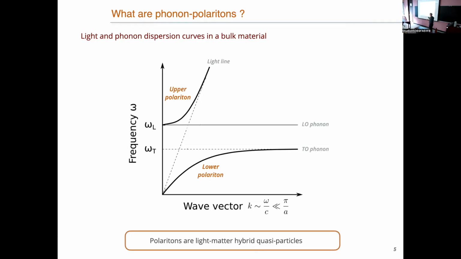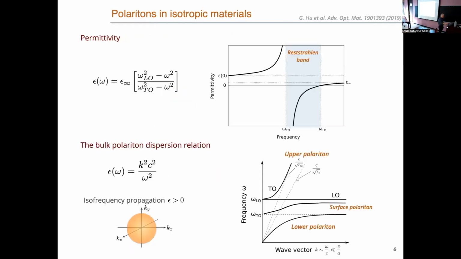What's quite interesting is that this superposition state in this region will have characteristics which are quite different from that of light or the phonon. And that gives you a lot of room to play with the characteristics of polaritons, and that's why they've been so successful in recent years.